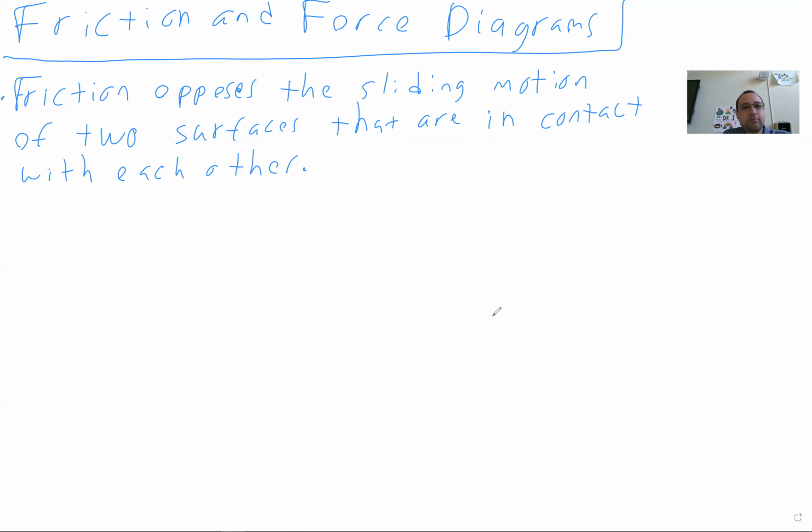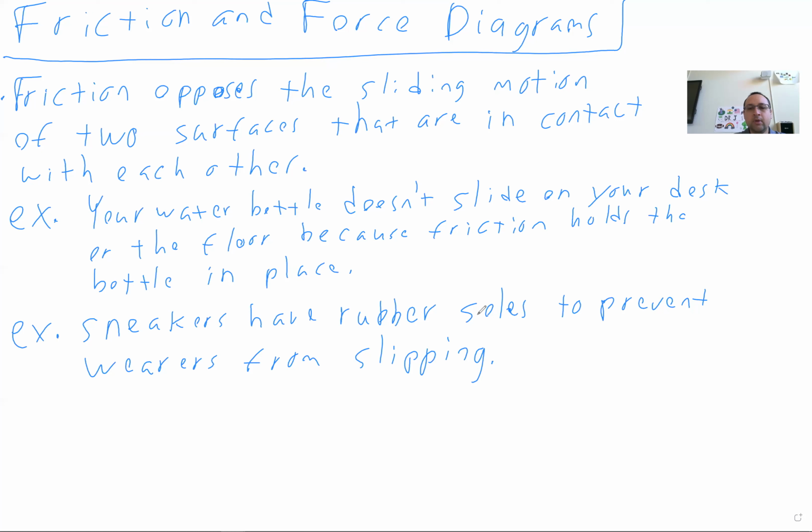Okay, so friction opposes the sliding motion of two surfaces that are in contact with each other. So let's talk about some examples of friction at work. Okay, so here are two examples.